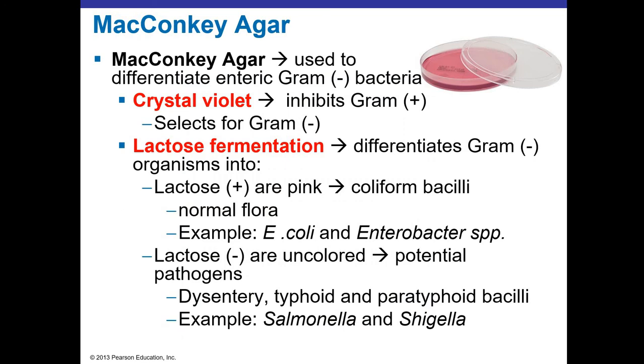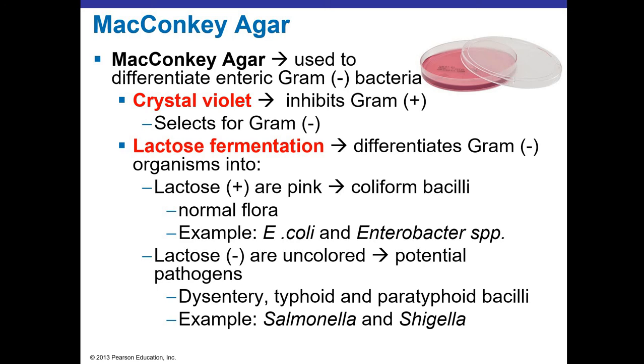MacConkey's agar is going to be used for differentiating enteric gram-negative bacteria. So these are bacteria usually found in the GI tract, and you really need selective and differential media here because there's so many organisms that are found in fecal material. So the crystal violet is going to inhibit gram-positives. We're not looking for them right now, so we're interested in selecting for the gram-negatives. So we have gram-negatives growing on the plate. Now we're going to differentiate them based on their lactose fermentation.